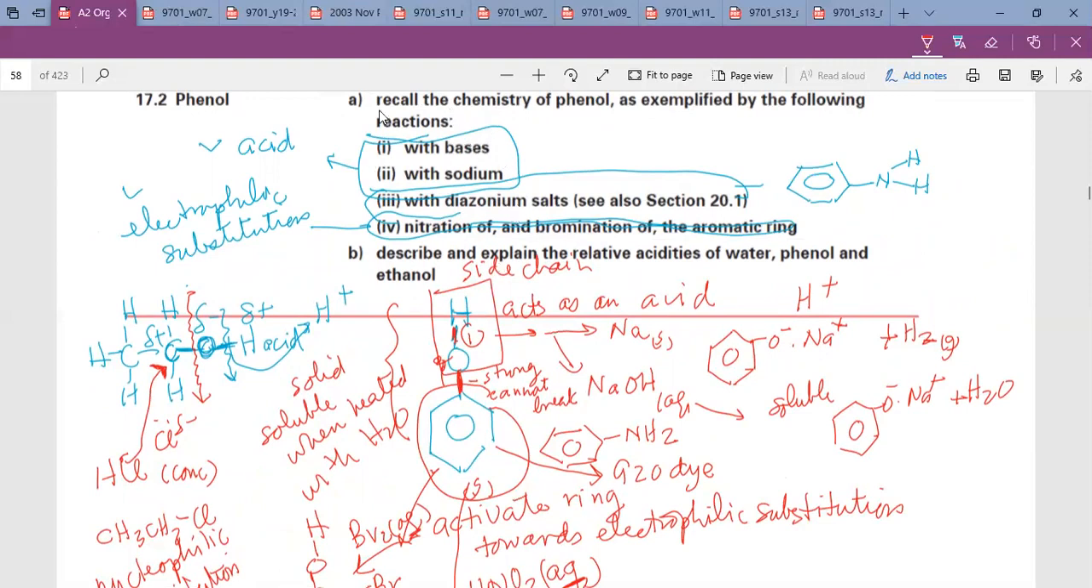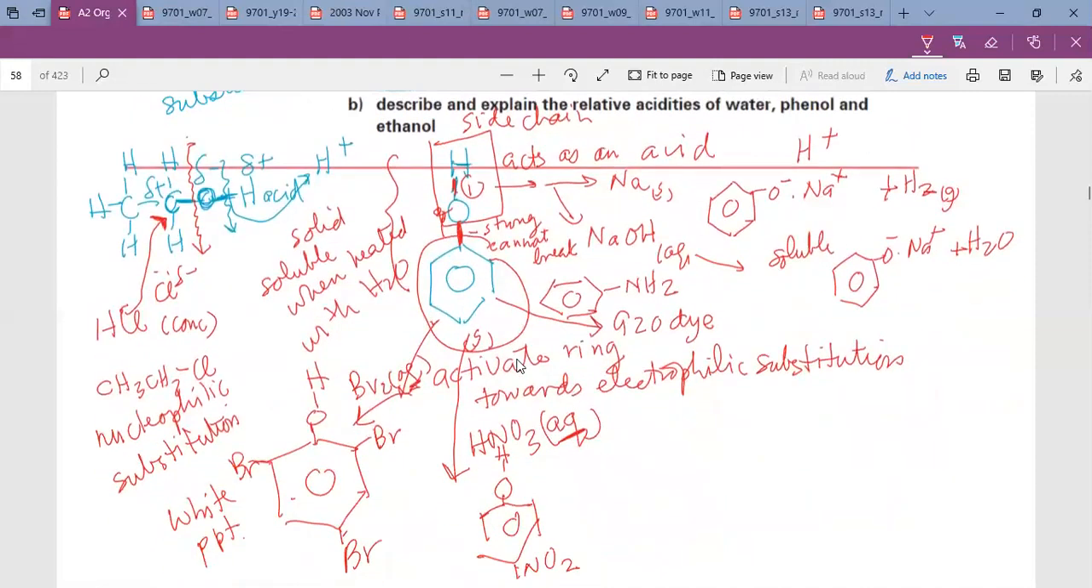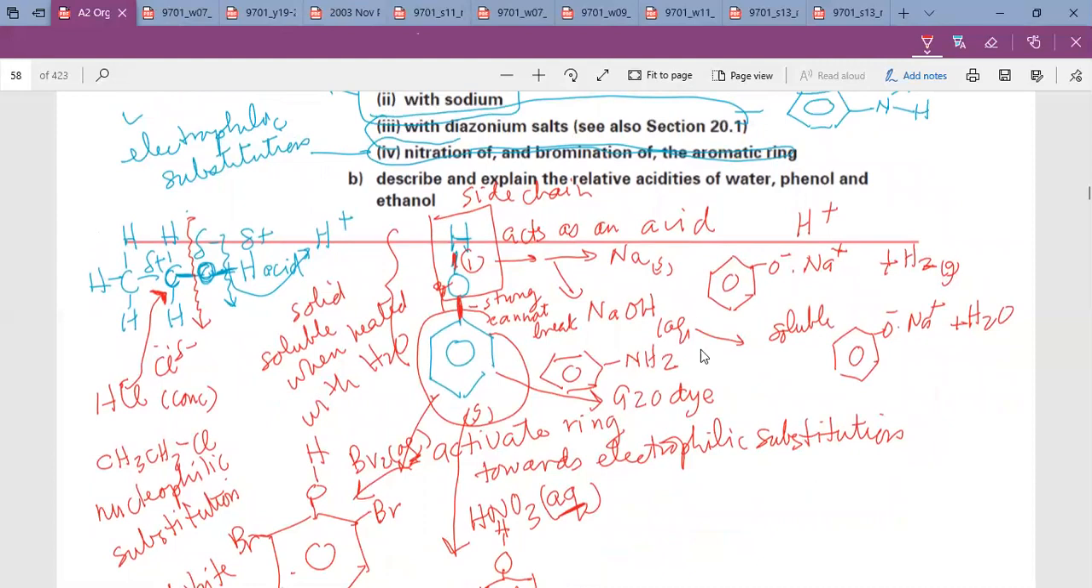Before this, we will go into all these reactions later. But I want to explain the idea of phenol as an acid. Because here, this part acts as an acid, right? That means the OH bond breaks. This bond breaks.